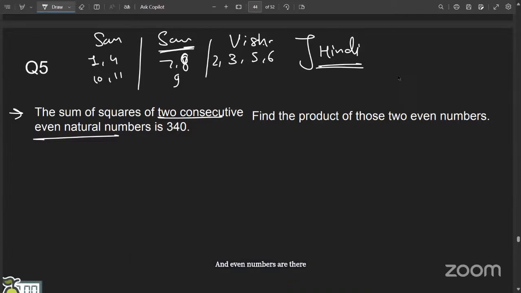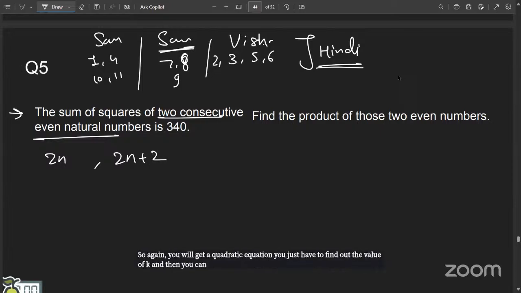So consecutive even numbers we can take as 2n and 2n plus 2. These are two consecutive even numbers, and their sum of squares is given. So again, you will get a quadratic equation. You just have to find out the value of k and then you can guess the answer, right?